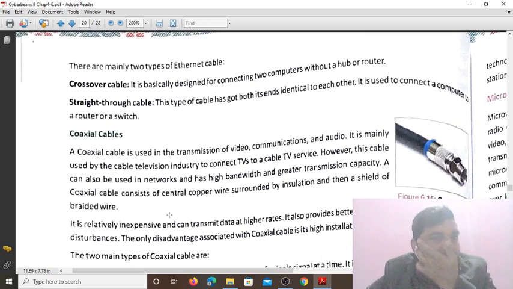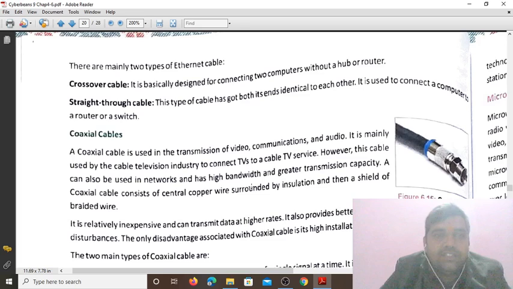So there are two types of Ethernet cable. One is the crossover cable and the other is the straight through cable. This crossover cable is designed for connecting two computers without a hub or router. If you want to connect two computers directly without using a hub or router, we use a crossover cable.